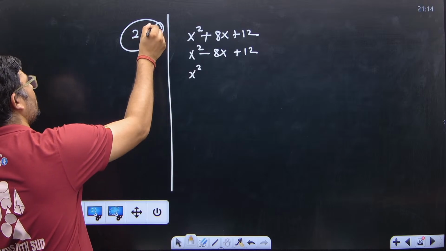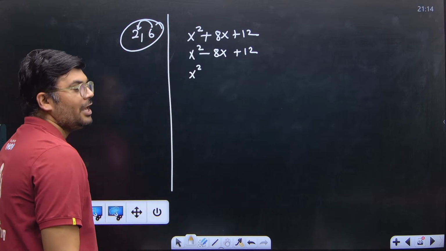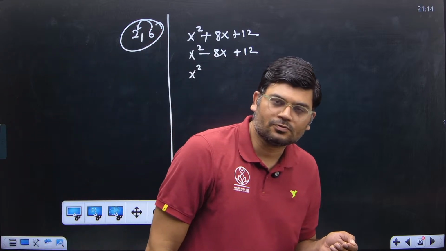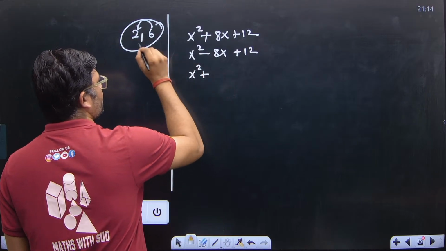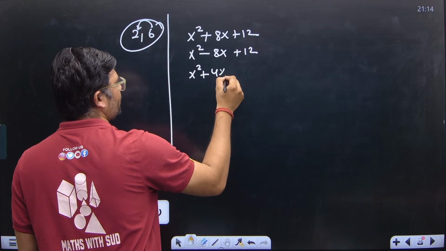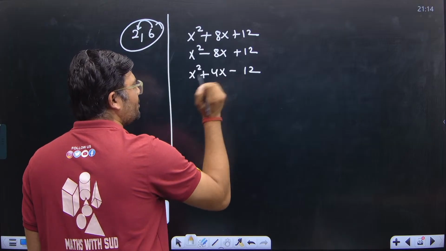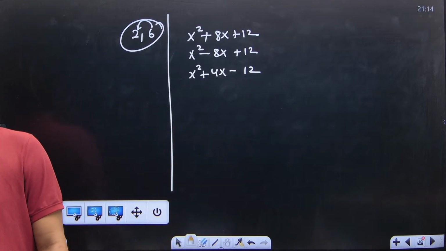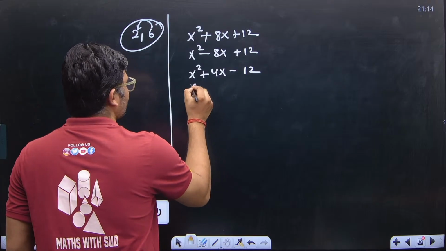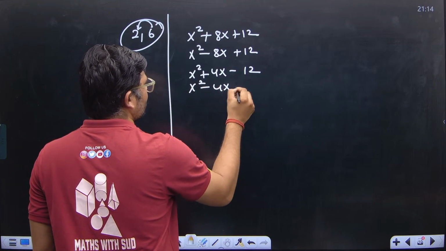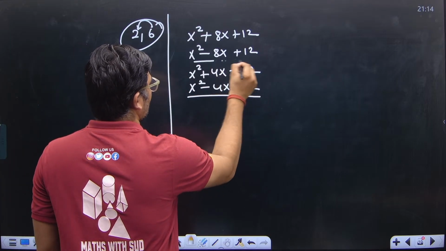So you will do 6 minus 2. X plus 6, yeah, x minus 2. So you will have minus 12. So x square plus 4x minus 12. This time it will be minus 12. Yeah. And then the last one is x square minus 4x minus 12. Are you getting it?